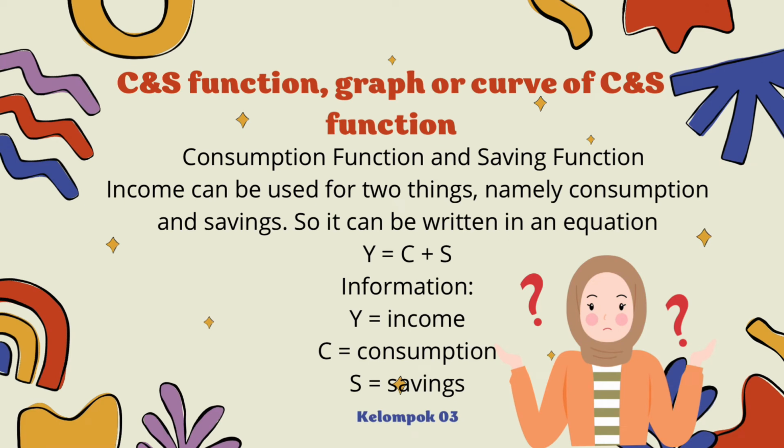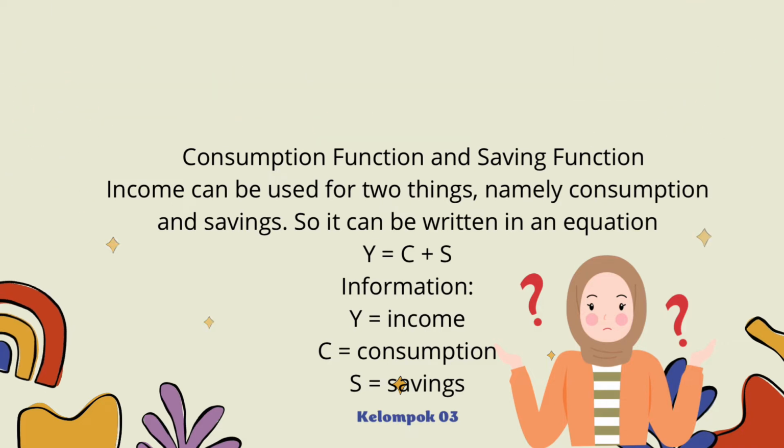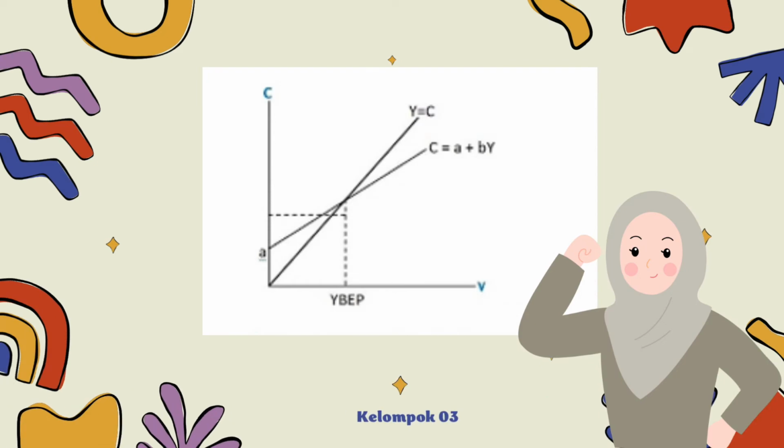Consumption function and saving function. Income can be used for two things, namely consumption and saving, so it can be written in an equation: Y equals C plus S. Information: Y equals income, C equals consumption, S equals saving.